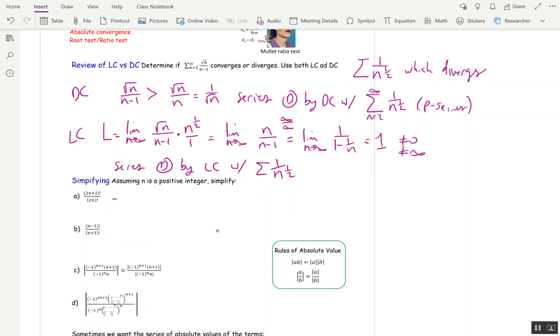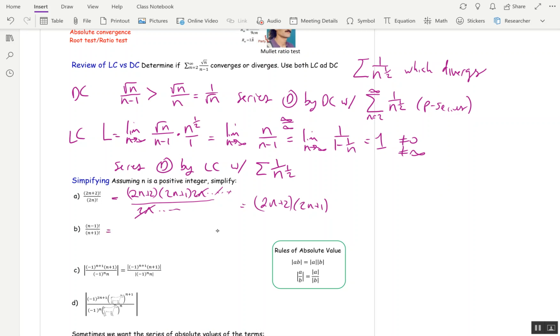Simplifying factorials. If you're not certain what to do, just write out some terms. The top is 2n plus 2, then 2n plus 1, then the next integer down is 2n, and then so on and so forth. And the denominator starts with 2n and then goes down from there. So everything on the bottom is going to cancel with everything on the top except for 2n plus 2 times 2n plus 1.